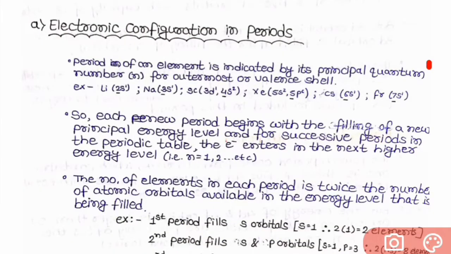Now let us come to electronic configuration in periods. The period of an element is indicated by the principal quantum number of the outermost valence shell. For example, the outermost valence shell of lithium is 2s1, so its period number will be 2. The outermost valence shell of sodium is 3s1, so its period number will be 3. And scandium is 3d1 4s2, so its period number will be 4, and so on.